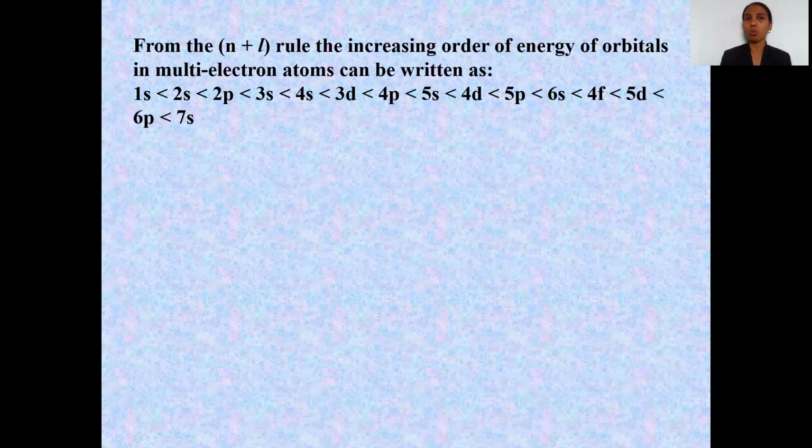So from the n plus l rule, the increasing order of the energy of orbitals in a multi-electron atom, जसं की आपण हायड्रोजन आणि हायड्रोजन लाईक स्पेसिस साठी एक ऑर्डर लिहिली होती फॉर द एनर्जी ऑफ ऑर्बिटल. अकॉर्डिंग टू दॅट, इफ वी कन्सिडर द मल्टी इलेक्ट्रॉन ॲटम, ज्याच्यामध्ये एकापेक्षा जास्त इलेक्ट्रॉन आहेत, तर एनर्जी ऑफ ऑर्बिटल्सची ऑर्डर कशी लिहू शकतो? 1s orbital has less energy than 2s, 2s is less than 2p, 2p is less than 3s, 3s is less than 4s, 4s is less than 3d, and so on. So for writing this order we can use the n plus l rule.